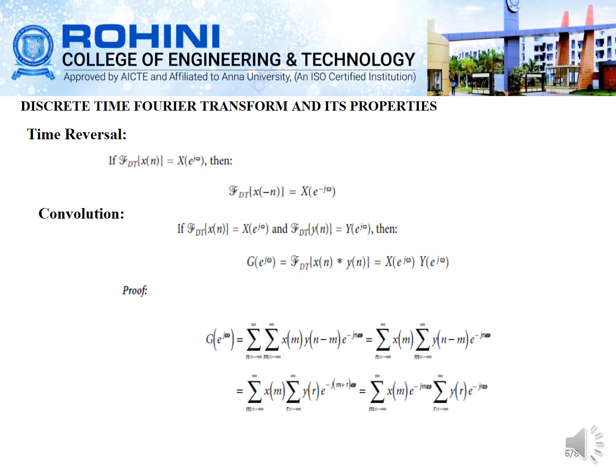Next one is time reversal. The discrete time Fourier transform of x of n equal to X of e power j omega. Then the discrete time Fourier transform of x of minus n equal to X of e power minus j omega.